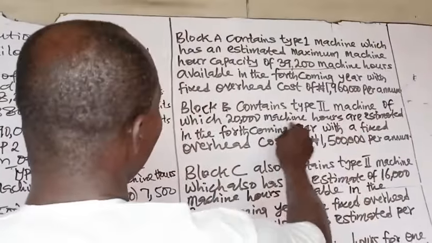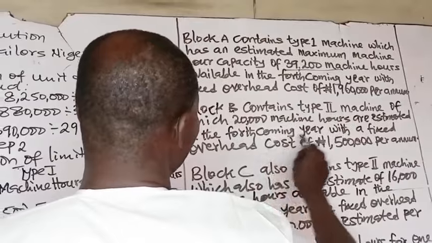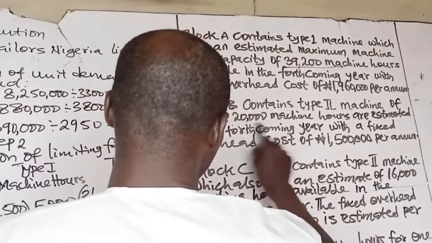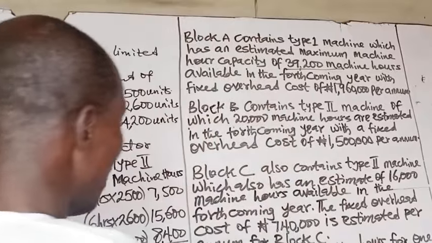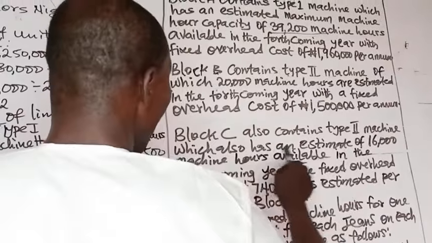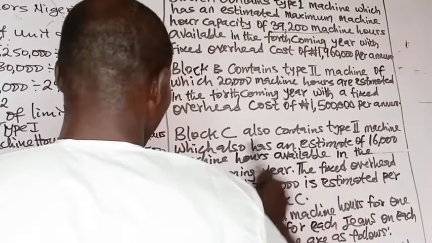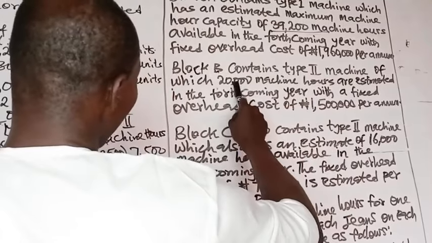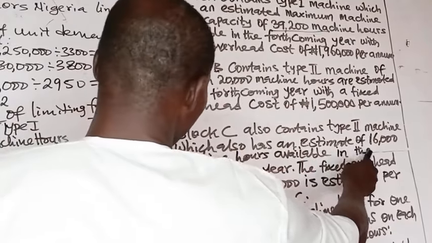Then block B contains type 2 machine, of which 20,000 machine hours are estimated in the forthcoming year with a fixed overhead cost of this. So the available type 2 machine is 20,000 in block B. Then block C also contains type 2 machine, which also has an estimate of 16,000 machine hours.